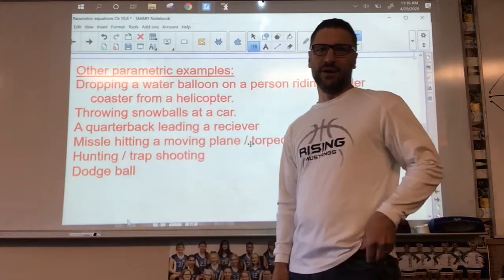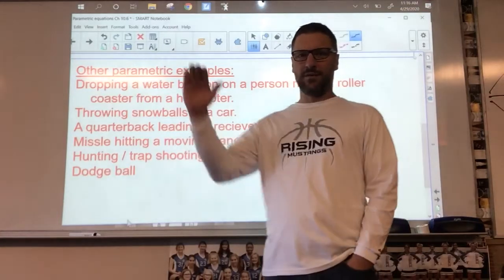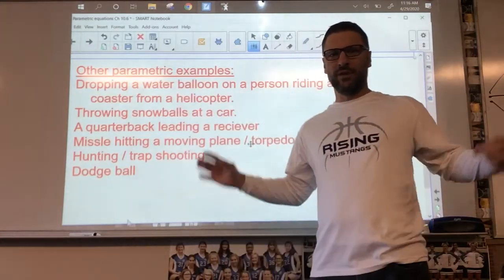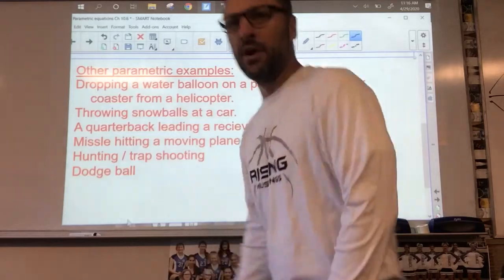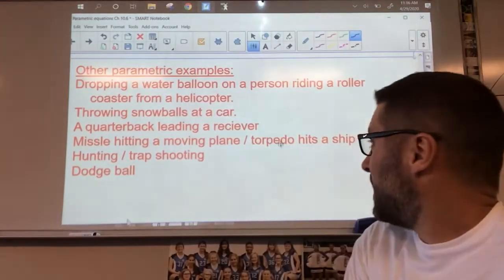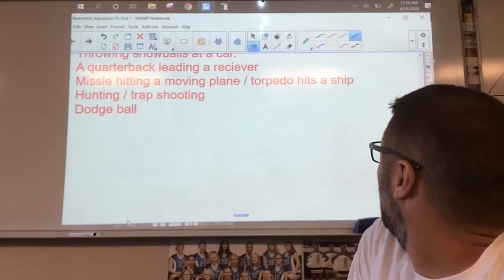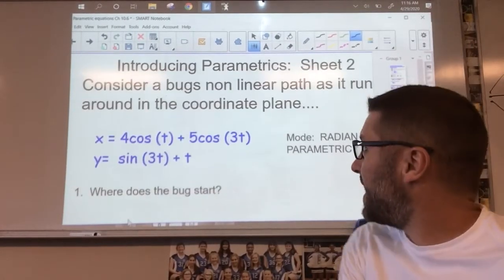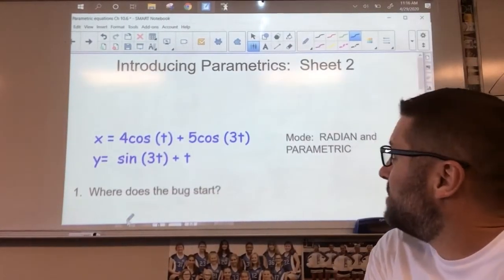Hey, dodgeball. Dodgeball's a parametric equation. Get the arc of that ball at the right point when the person is moving and you try to hit them. All these are examples of parametric equations. Okay? Let's go ahead and look at a second parametric equation, sheet 2.